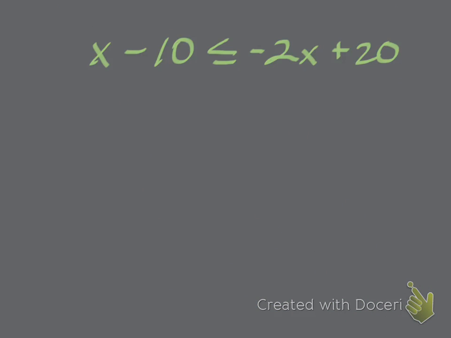Okay, I did this one as an inequality just for us to look at it. I have x minus 10 is less than or equal to negative 2x plus 20. Let's get the x's together. I'm going to add 2x to both sides to keep some positives. That's a 0. And remember to think about a 1 in front there. 1 plus 2 is 3. 3x minus 10 is less than or equal to 20.